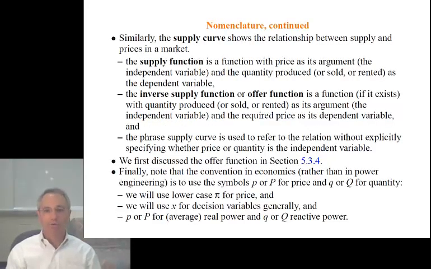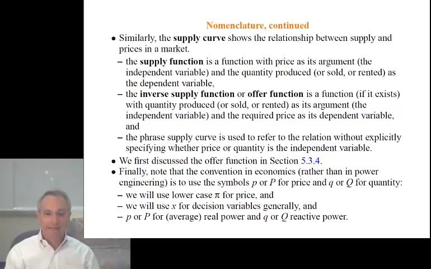Similarly, the supply curve shows the relationship between supply and prices. Supply function has price as its argument and quantity as the dependent variable. And the inverse supply function, or offer function, we'll generally refer to it as offer function, is a function with quantity produced as its argument and the required price as its dependent variable. Again, to refer to both of them, we'll say supply curve. We actually first discussed the offer function in the context of electricity markets in section 5.3.4.